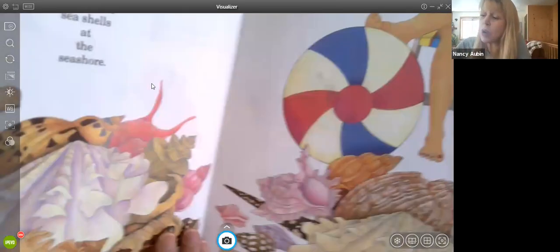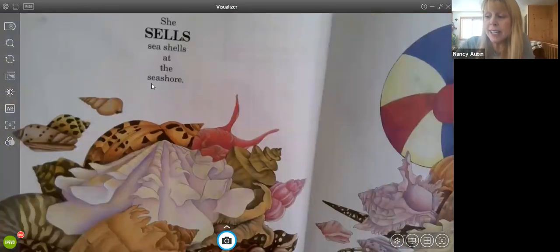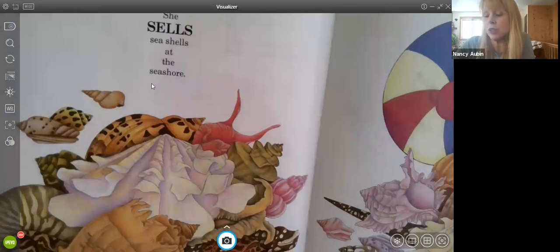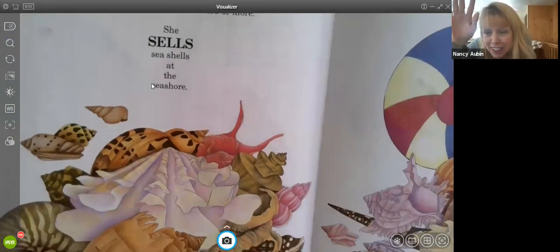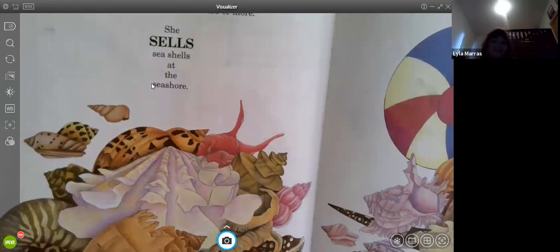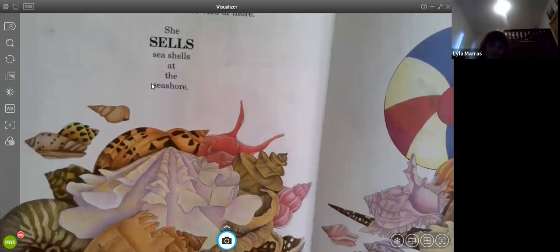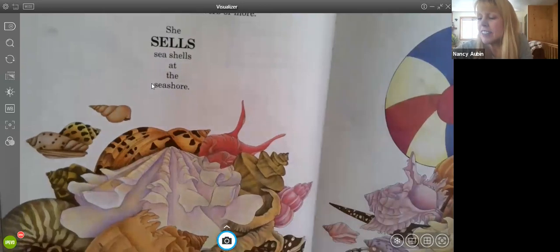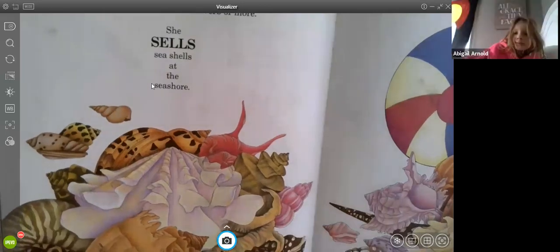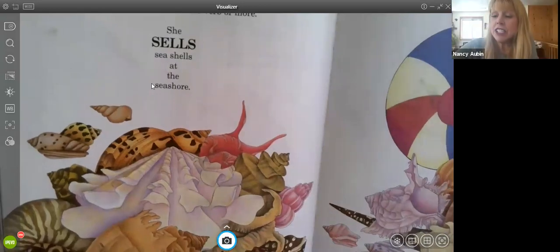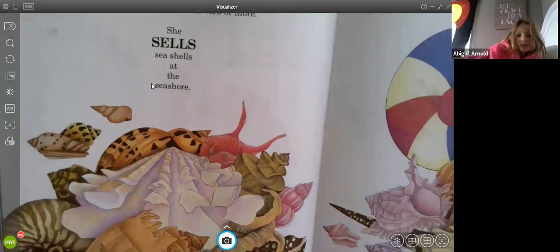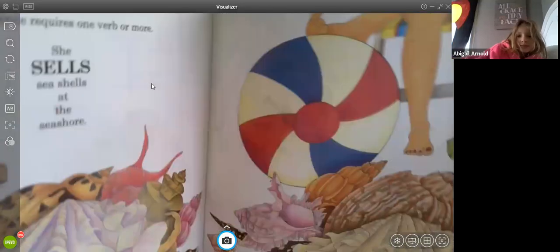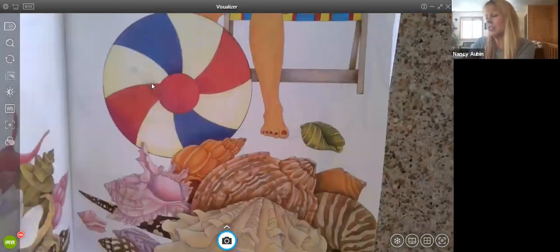Each sentence requires one verb or more. She sells seashells at the seashore. How many of you have heard that tongue twister? Or it's like an alliteration, right? You have to try to say it about 10 times fast. She sells seashells at the seashore. She sells seashells at the seashore. So we've learned something like that. You can do it muted though, first grade, so we don't all hear. Sells is your verb. And there's the picture.